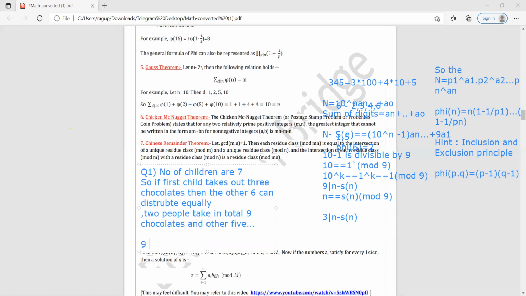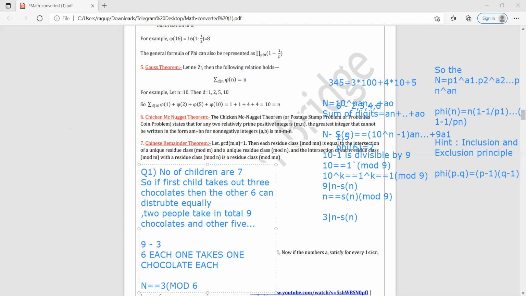For example, let's say we have 9 chocolates. If one person takes 3 chocolates, then there would be 6 left, and now 6 people can take 1 chocolate each. So basically you can write it in congruence form as n is congruent to 3 mod 6.